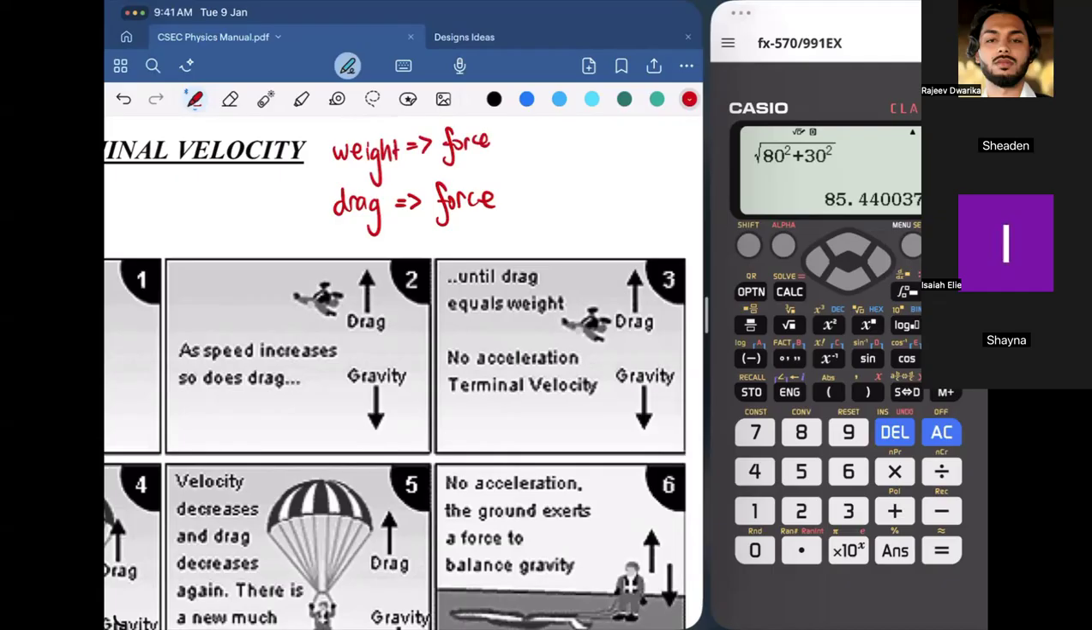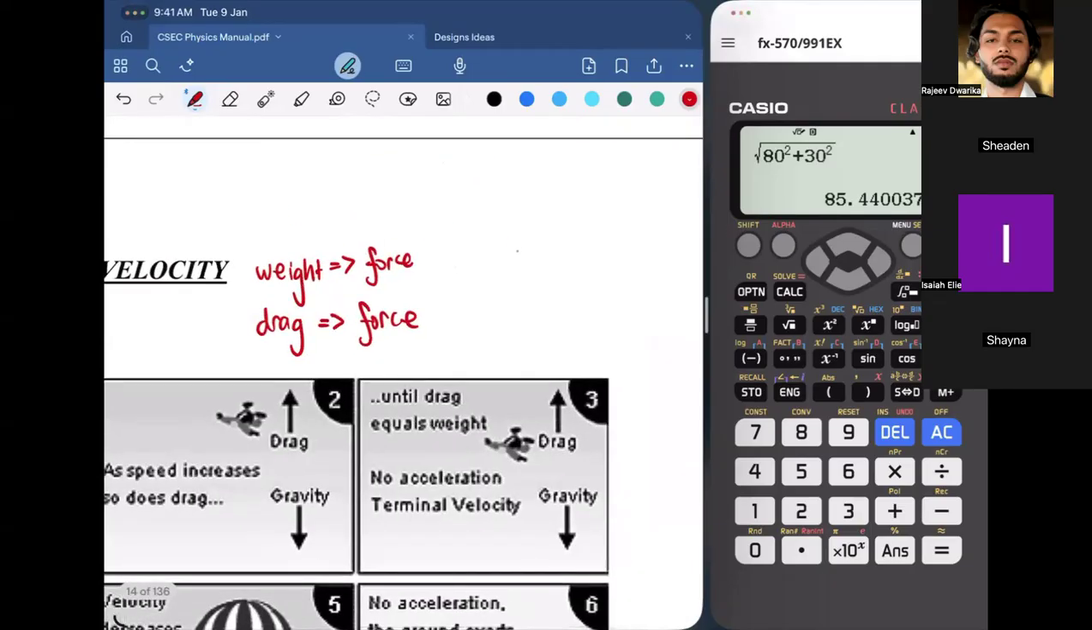So when you initially dropped out of the plane, you would have been accelerating towards the ground. But you would have experienced drag, and as your speed increases, the drag would increase. Now this would happen until the drag equals weight. Do you think the weight would act downwards or upwards? Downwards. Right? So weight is a downwards force. Drag, do you think drag would act upwards or downwards? Upwards.